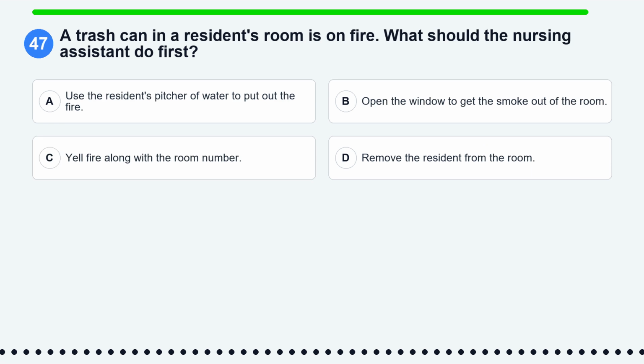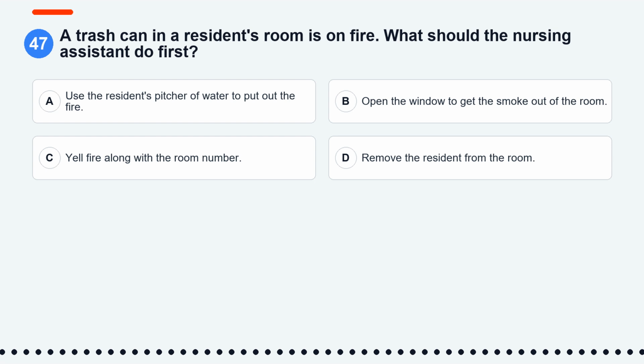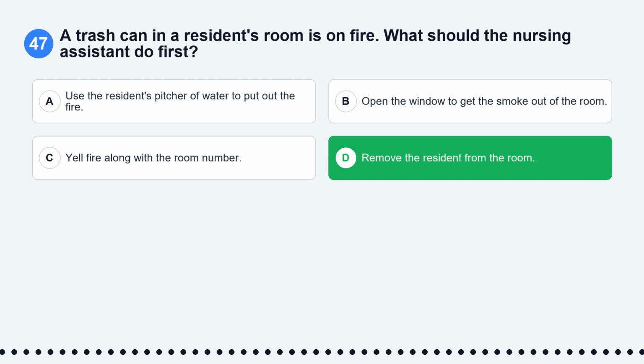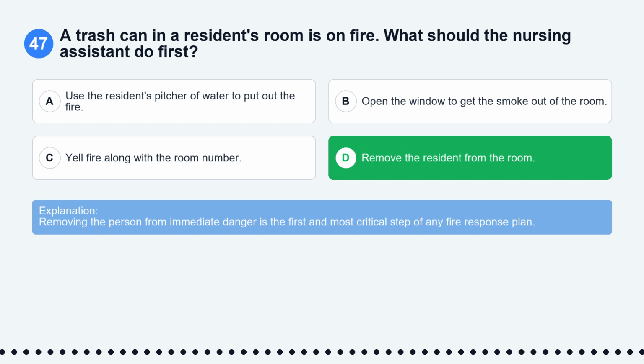Question 47. A trash can in a resident's room is on fire. What should the nursing assistant do first? Option A. Use the resident's pitcher of water to put out the fire. Option B. Open the window to get the smoke out of the room. Option C. Yell fire along with the room number. Option D. Remove the resident from the room. The correct answer is option D. Remove the resident from the room. Removing the person from immediate danger is the first and most critical step of any fire response plan.